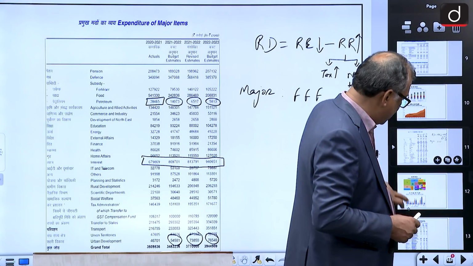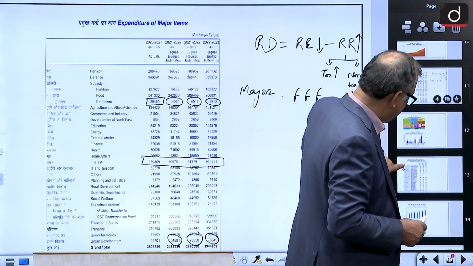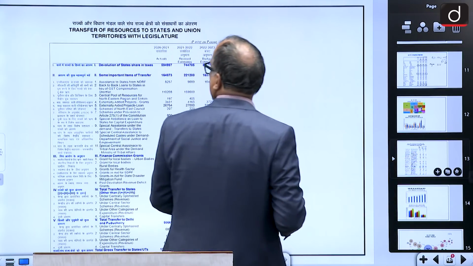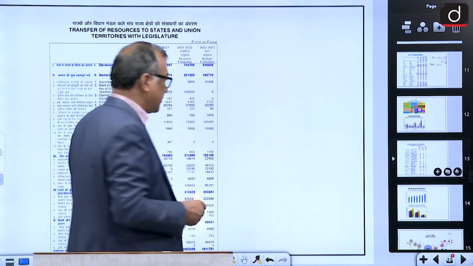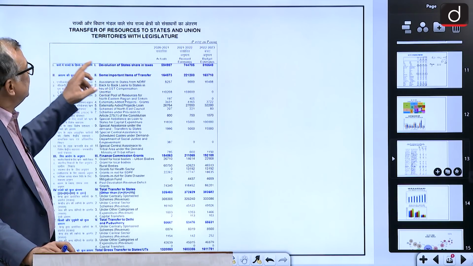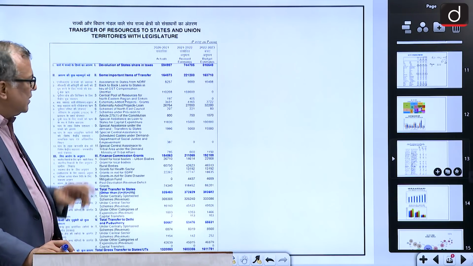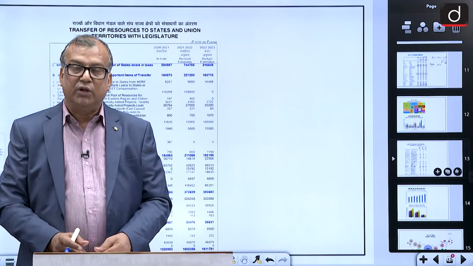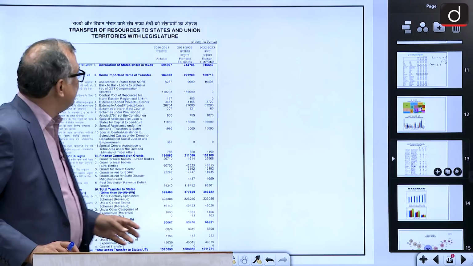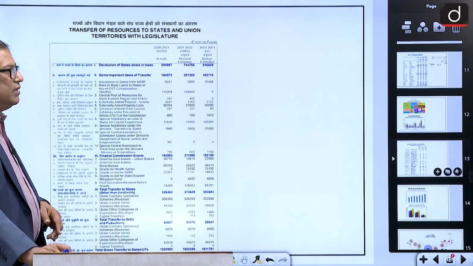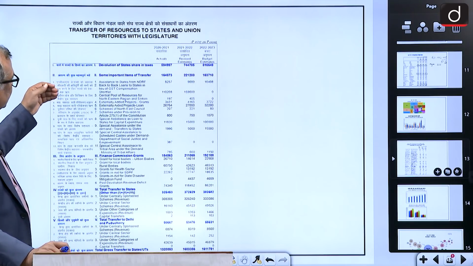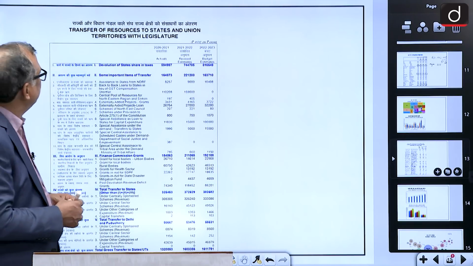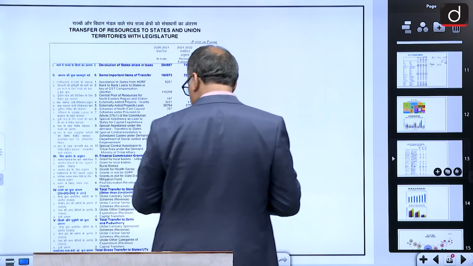Now the next thing which we need to pay attention to is transfer of resources to states and union territories with legislature. Let us spend a little time on this also. This is also part of largely revenue expenditure, transfer of resources to a state. This is divided into 5 parts, and if you add up the 5, that will give you the total gross transfer to states.